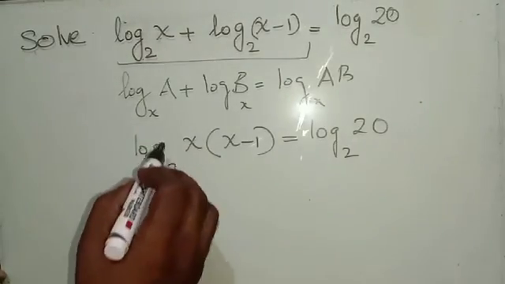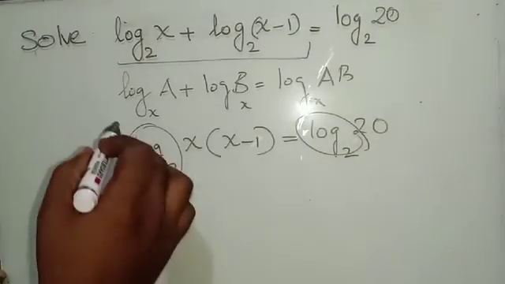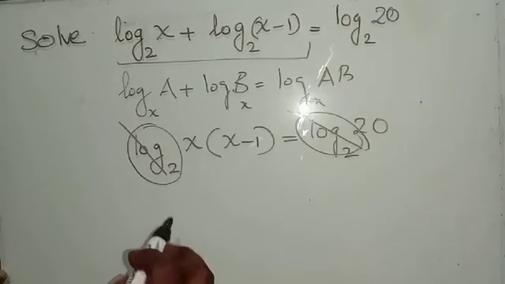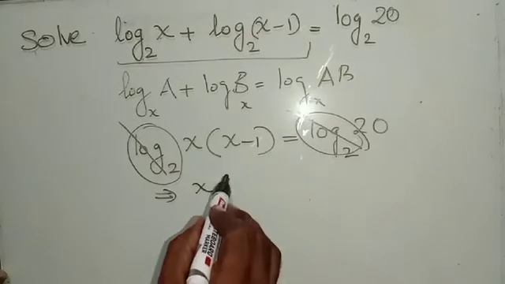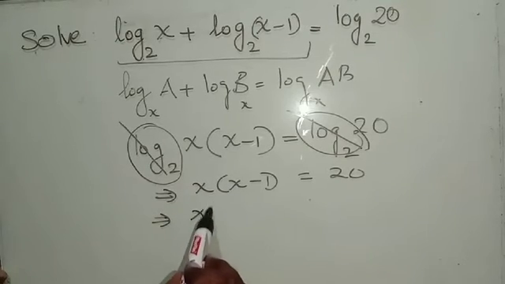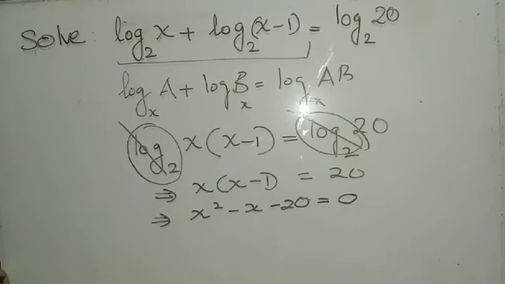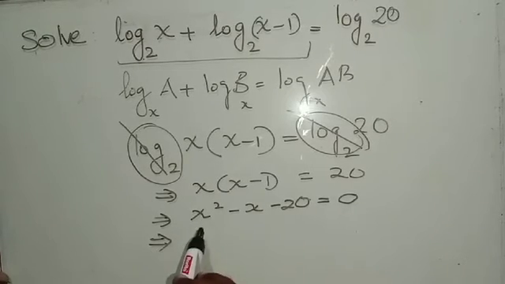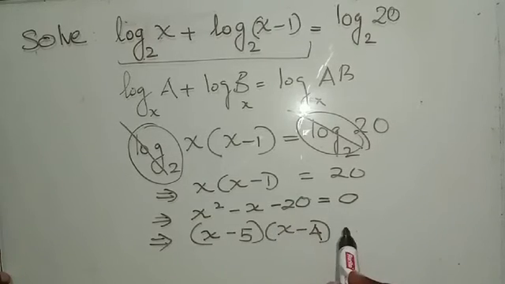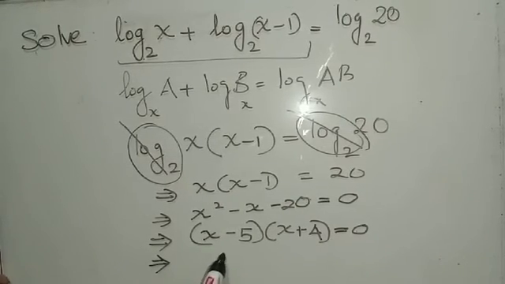So here you have to remember both sides we have a logarithm with the same base. In such case the logarithm can get cancelled. So we get x of x minus 1 is equal to 20, or x square minus x minus 20 is equal to 0. Now when you solve this, we get x minus 5 multiplied by x plus 4 is equal to 0. That is, x is equal to 5 or minus 4.